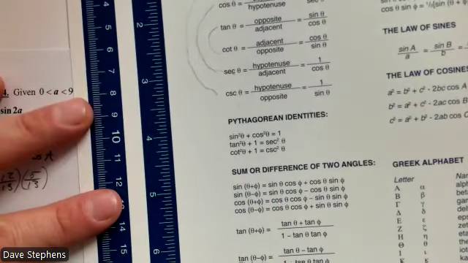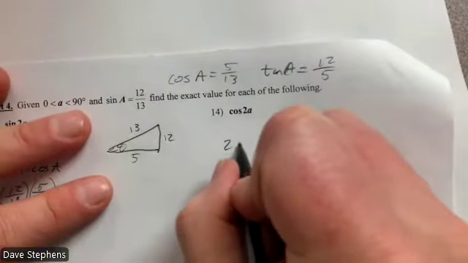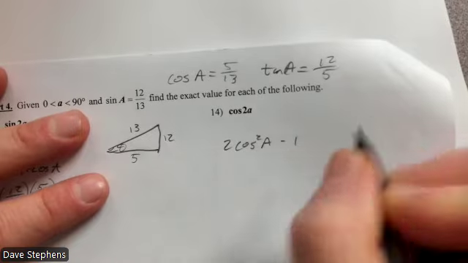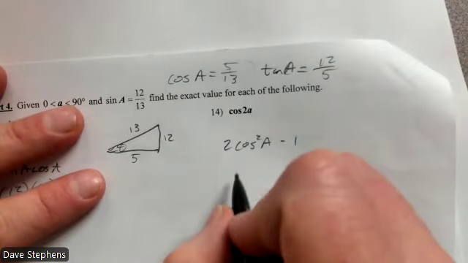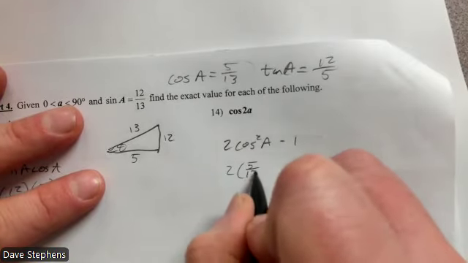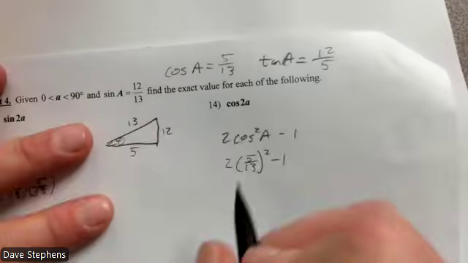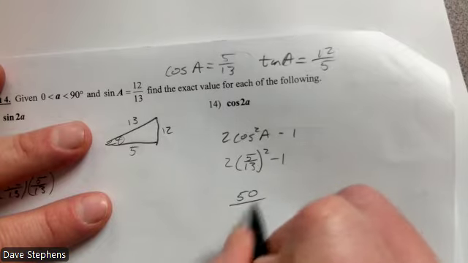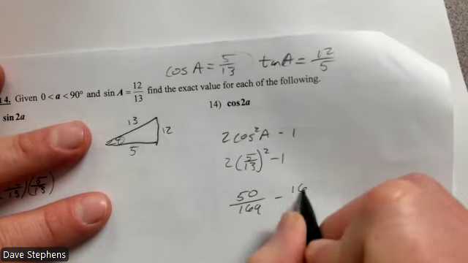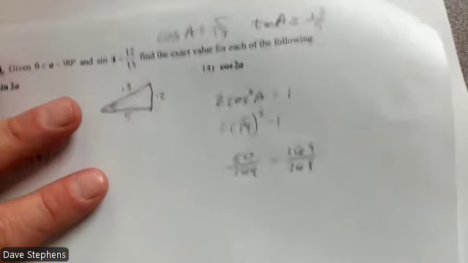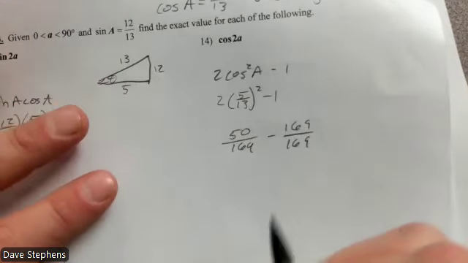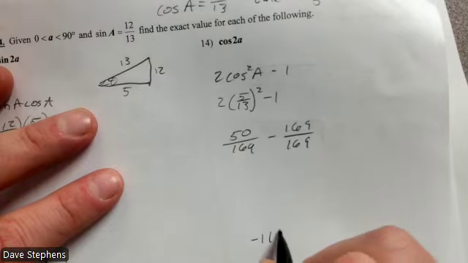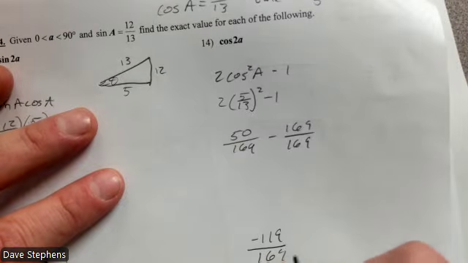Cosine of 2A. So cosine of 2A is 2 cosine squared minus 1. So 2 cosine squared A minus 1. Cosine A is 5 over 13, so 2 times 5 over 13 squared minus 1. 5 squared is 25. 25 times 2. So we get 50 over 169 minus 169 over 169. 50 minus 169, I believe, is negative 119 over 169.